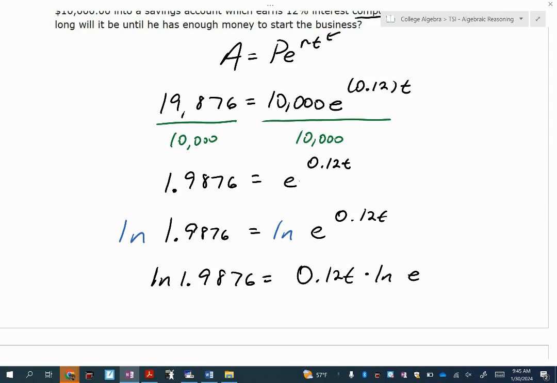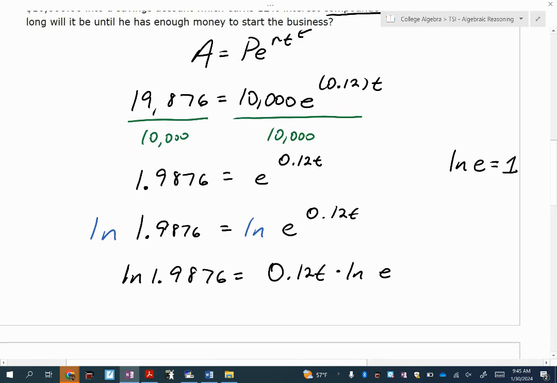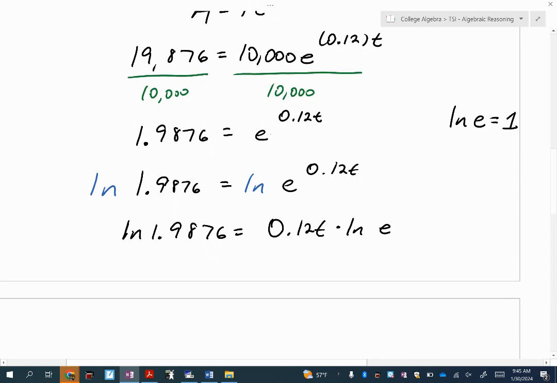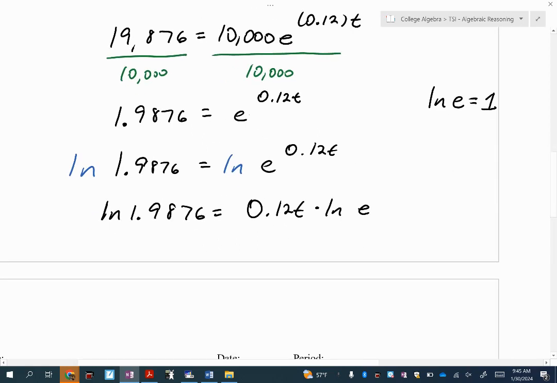Now, it's okay if you don't remember this, because it's been many months. But does anybody remember what the natural log of E is equal to? It's 1. Well done, Minerva. I'm impressed. She's feeling it today. So if this is just 1, how do I get T by itself?